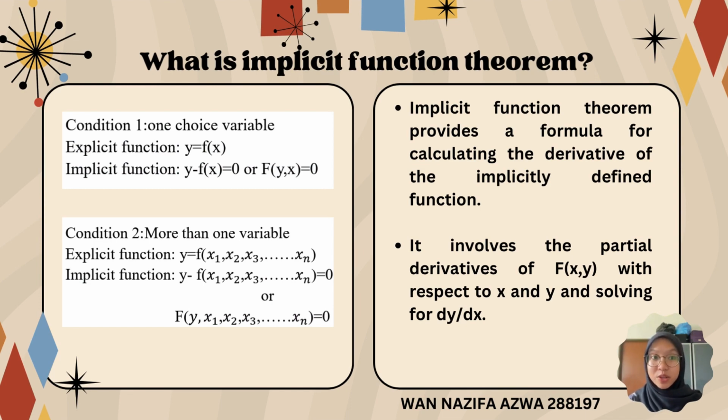The implicit function theorem provides a formula for calculating the derivative of the implicitly defined function. It involves the partial derivative of f(x, y) with respect to x and y, solving for dy over dx. Here's condition 1: show the example of explicit and implicit function with one choice variable. And condition 2: show the example of explicit and implicit function with more than one variable.